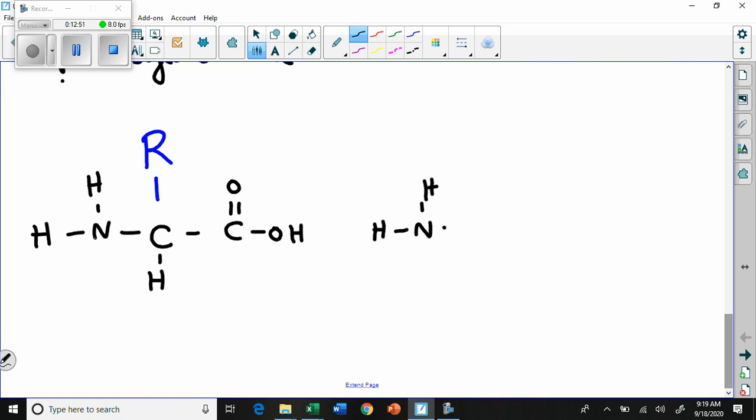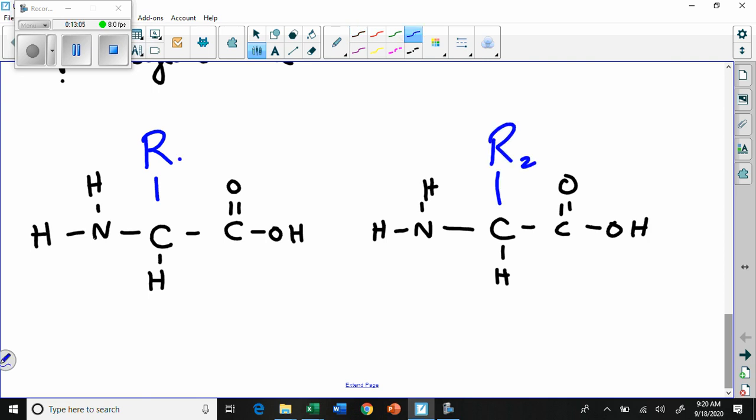Up another one, which will be attached to a central carbon, right? And it'll have its little H down here, and its little COOH over here, and it will also have some other R. So I'll call this R2 and this R1 to show they're different Rs. They're two different amino acids. Now, they could be the same one, too. The same amino acid could join to itself in a chain.